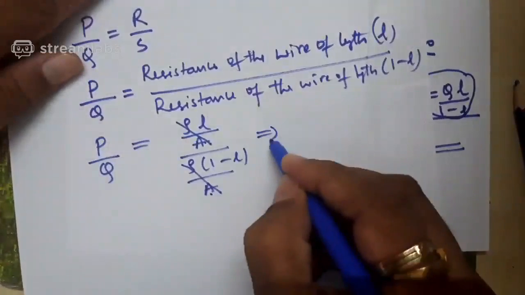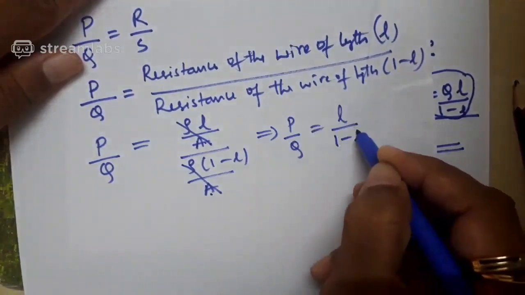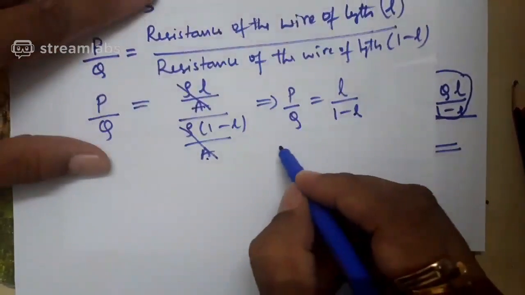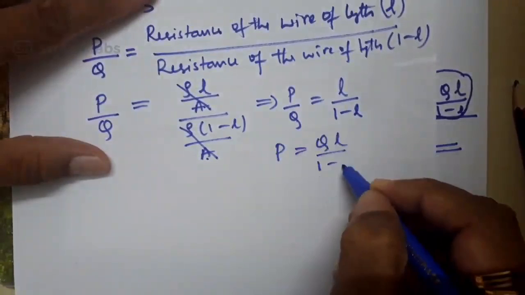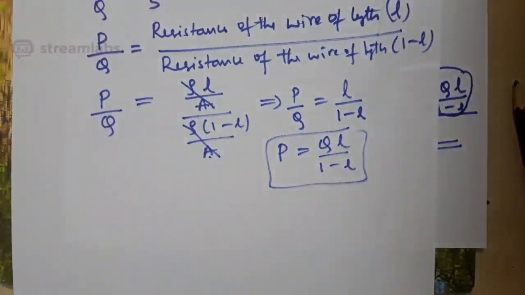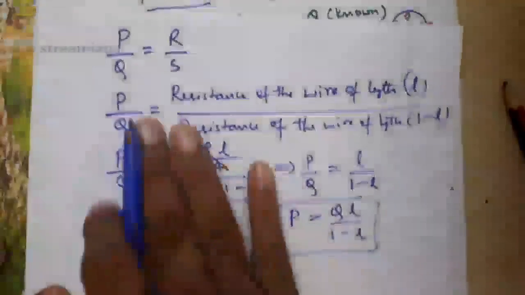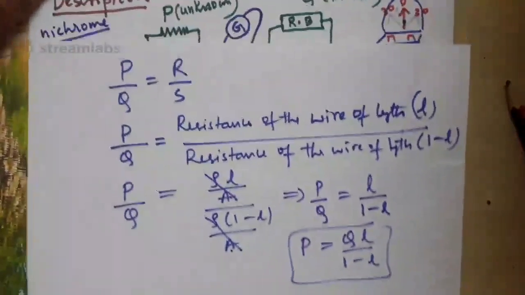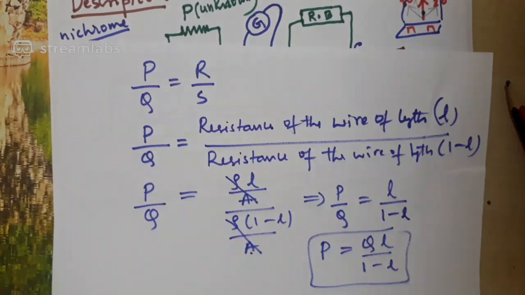What are you left with? P by Q is equal to L by 1 minus L. This is a formula. I believe you understood the discussion. That's why this formula was directly given here. P is equal to QL by 1 minus L. This is the explanation. It is purely using the balancing condition of Wheatstone's network. Is it clear? I think you followed this.